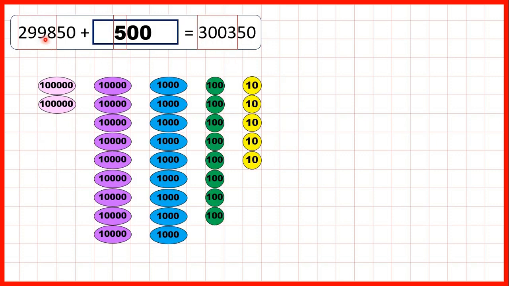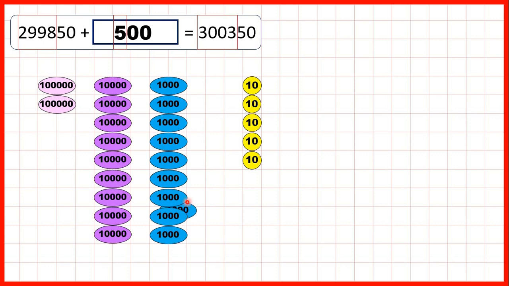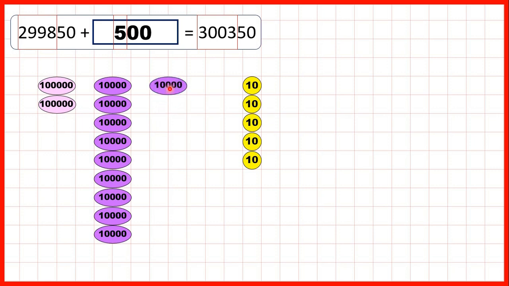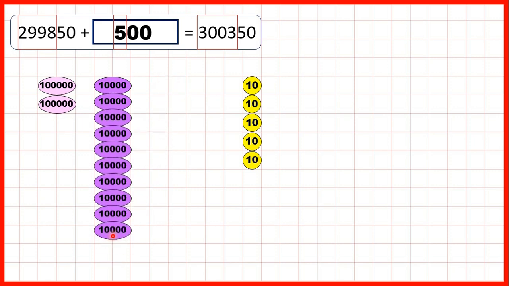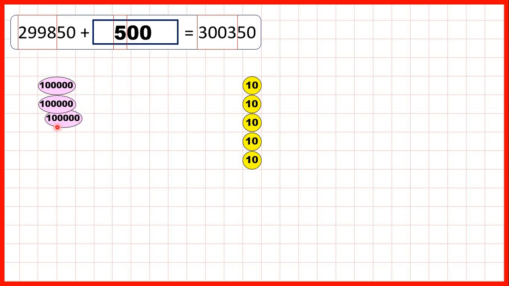Then we had 299,850, which we've shown here using place value counters. Now we only needed to add 500 counters, because the tens and ones digits had stayed the same. But remember, when we add hundreds, digits to the left can still change, because we need to regroup. So in our number, we start with 8 hundreds. We can add just 2 hundreds, and that gives us 10 hundreds. But we can exchange 10 hundreds for 1,000. Now we have 10 thousands, so we can exchange those for 1 10,000. And now we have 10 10,000s, so we can exchange those for another 100,000.